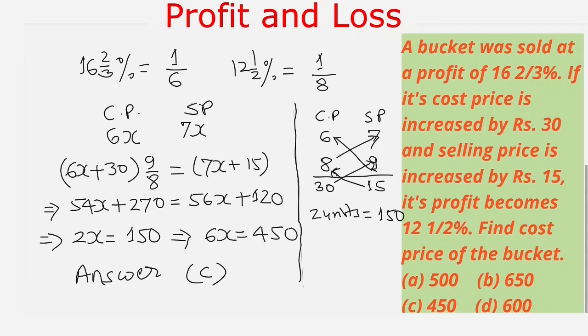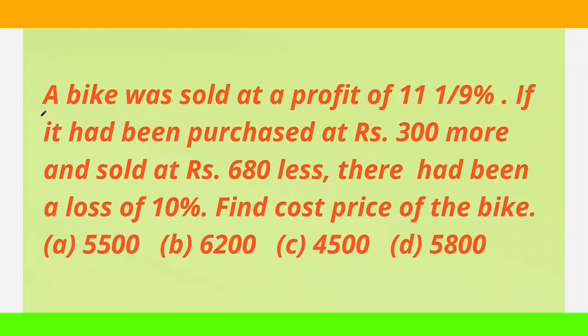If 2 units is 150, then we had assumed CP or cost price to be 6. Then 6 units equal to 450. This way we can easily solve this question by cross multiplication method, and our answer comes out to be the cost price of bucket to be rupees 450, and from the given options our answer is option C. I hope you have understood both the methods of solving such type of questions. We go to the next question.